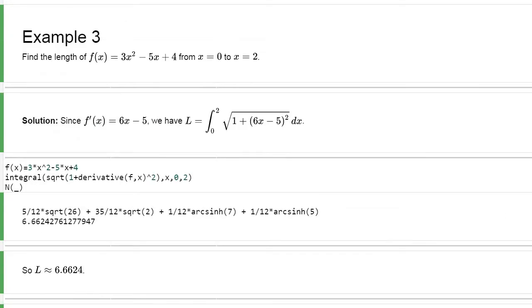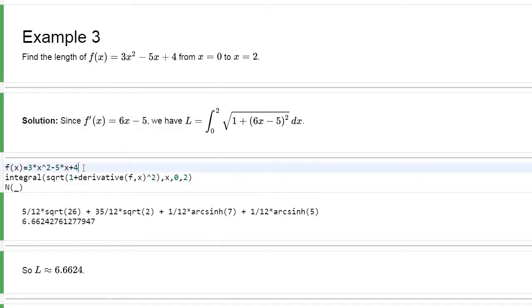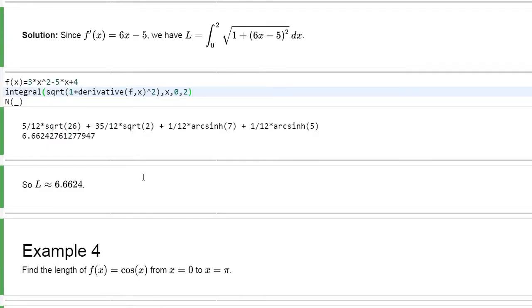So, example 3. Find the length of this parabola from x equals 0 to x equals 2. So, what's the derivative of this quadratic? It's 6x minus 5. So, my arc length is the integral from 0 to 2 of the square root of 1 plus 6x minus 5 squared. And let's let Sage do this one. So, here's my function. Here's the arc length formula. I change the limits of integration, and I get the length of roughly 6.7.